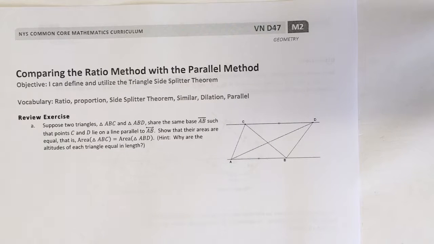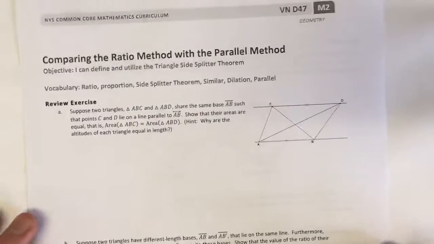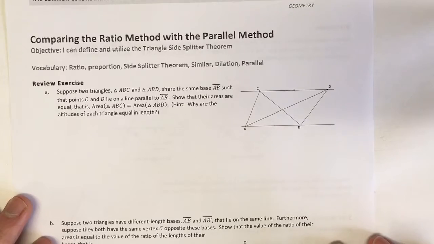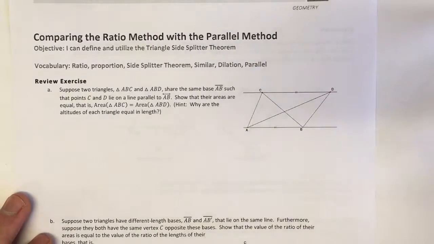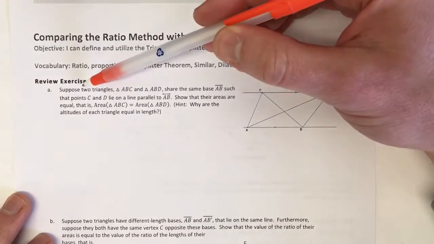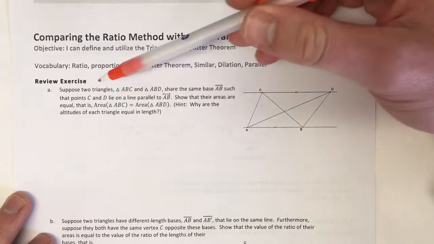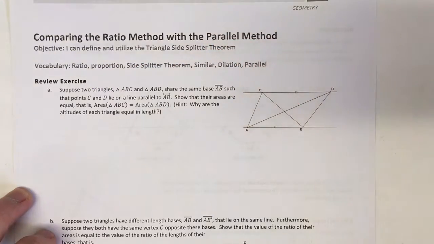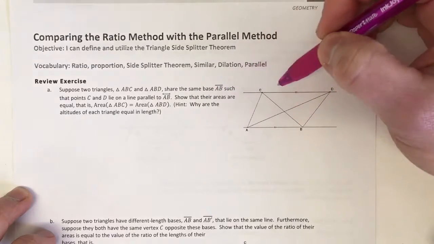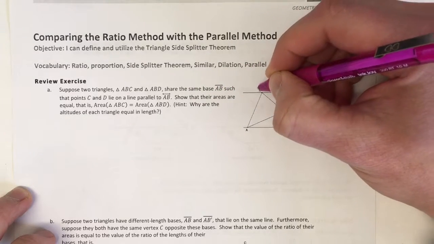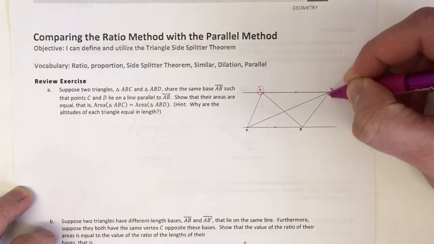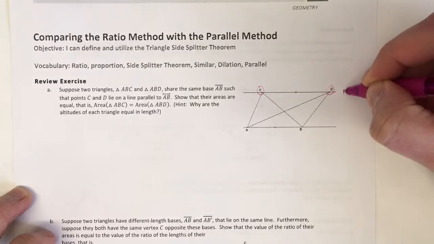But before we really begin that topic, I just wanted to review a little bit of some old information with you in sort of a new way. And so if we look at this diagram, what it says is suppose two triangles ABC and ABD share the same base AB such that the points C and D lie on a parallel line to AB. And so as you're looking at this, you've got C and D, they're on a parallel line.